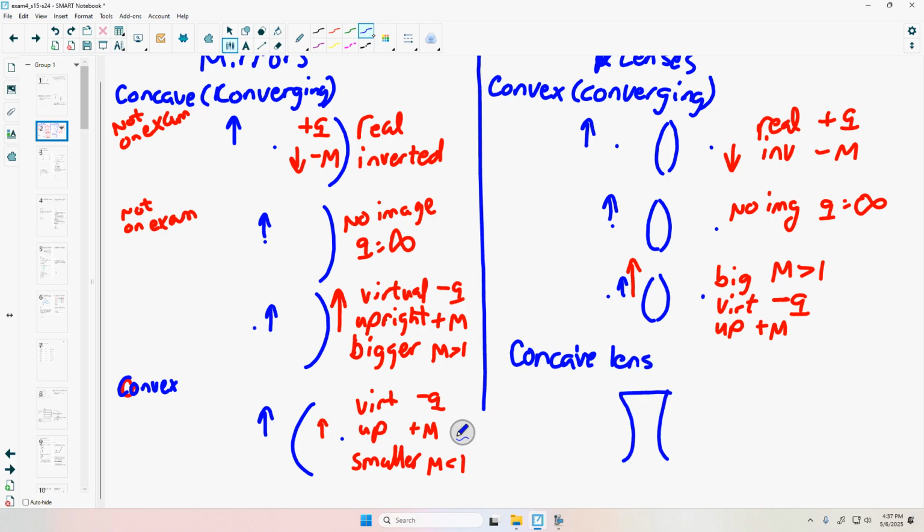Looks like this. Remember, it caves in. That is a diverging device. This is diverging. Likewise over here, diverging.